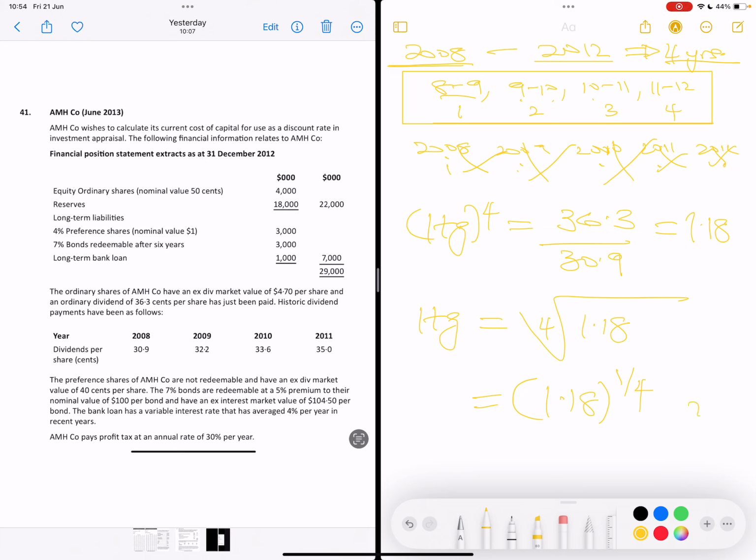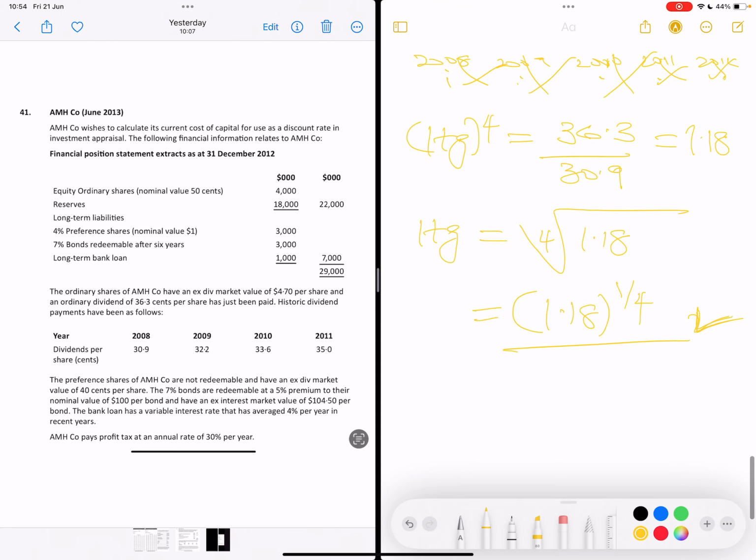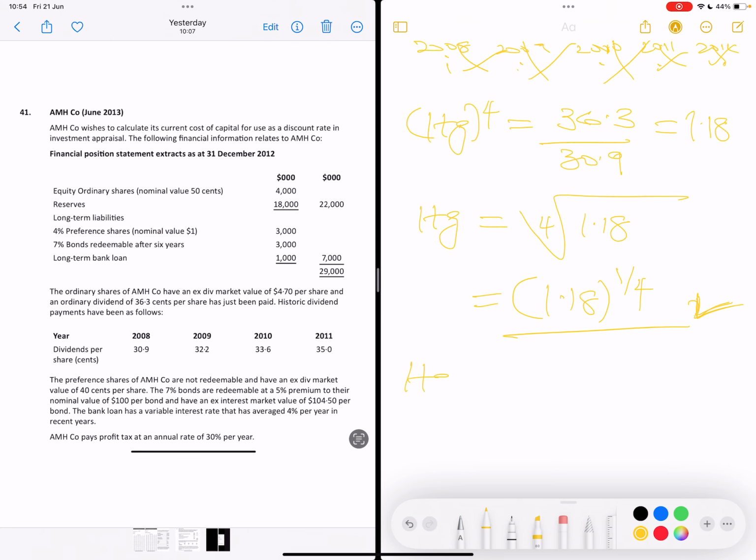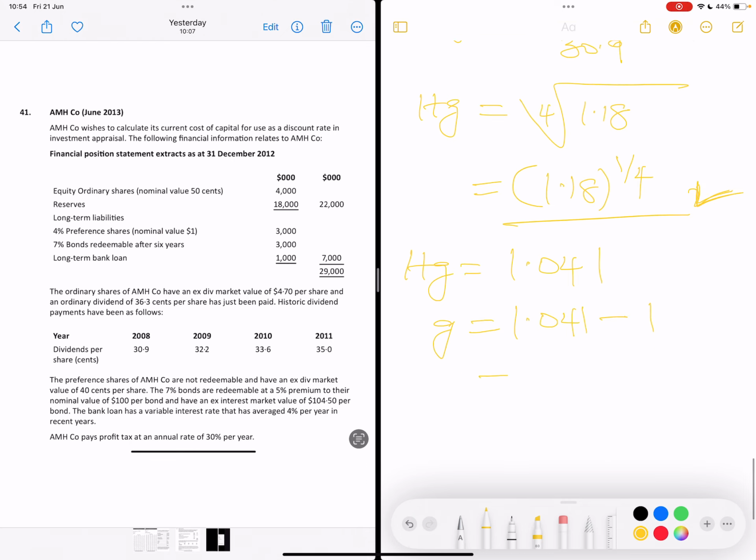I think this is easier to do on Excel, especially if you're using Excel. It's the same thing you're going to get. So 1 plus g equals 1.18 raised to power 1 over 4, which is the same as 0.25. So that equals 1.041. Therefore, g equals 1.041 minus 1, and g equals 0.041. If you convert to percentage, you multiply by 100, and that becomes 4.1%.